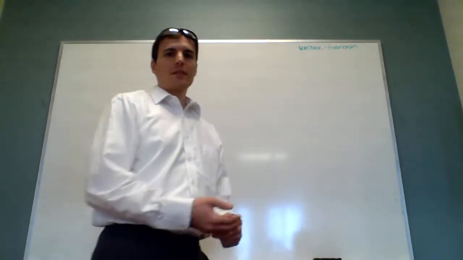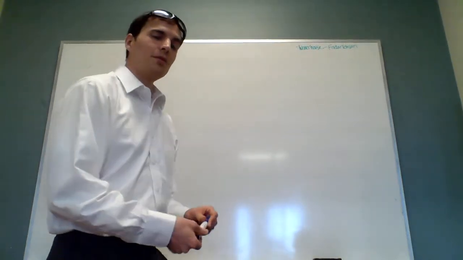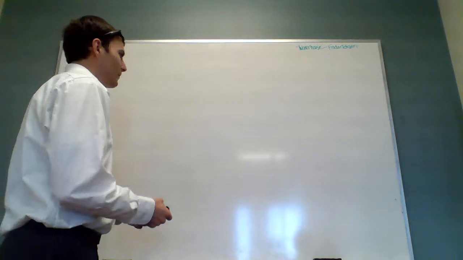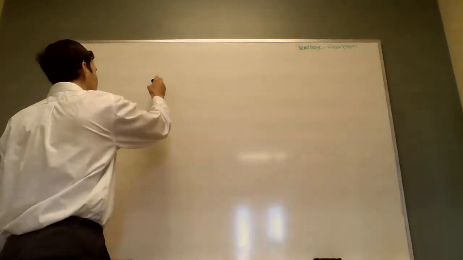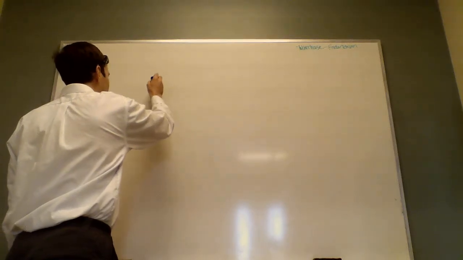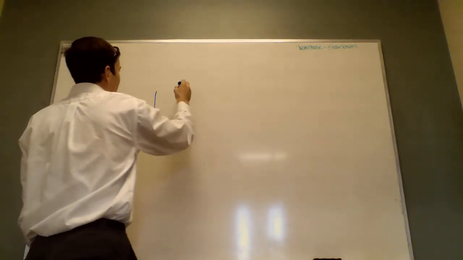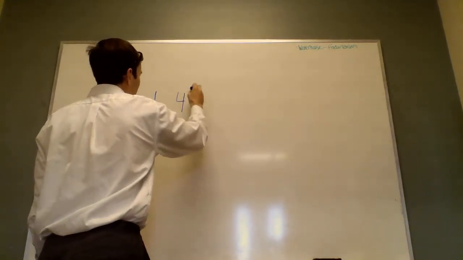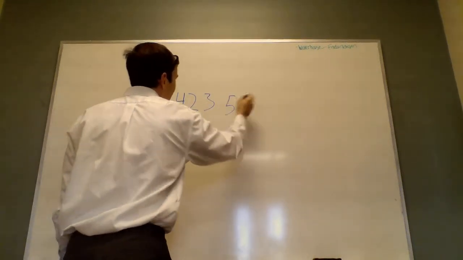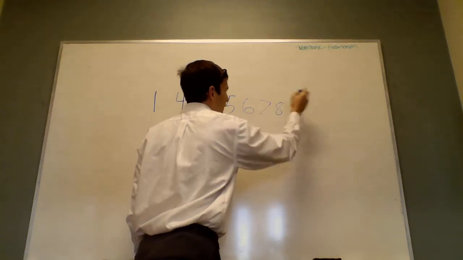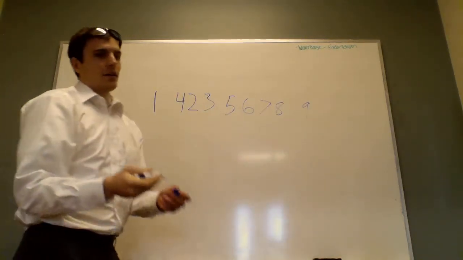Guys, we're going to hit complement, and hopefully this won't be too long. What I'd like to ask you to do first is memorize a phone number for me. It's 1, which is the U.S. area code, 4, 2, 3, 5, 6, 7, 8, and then it's extension 9. Okay?